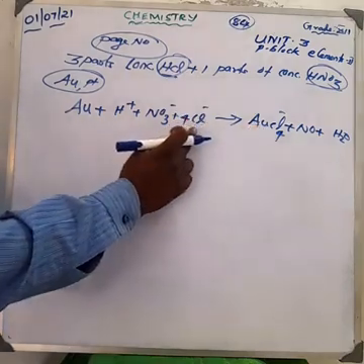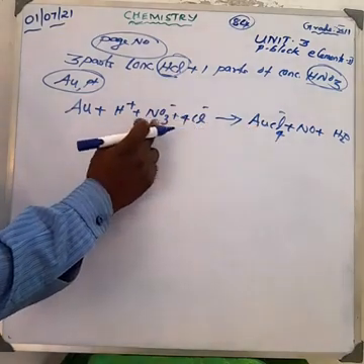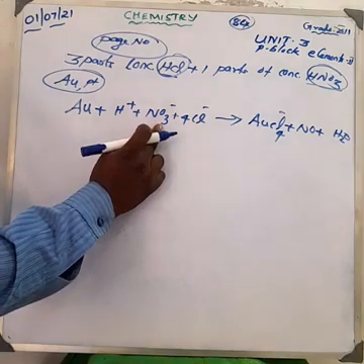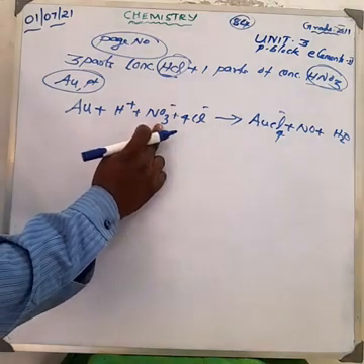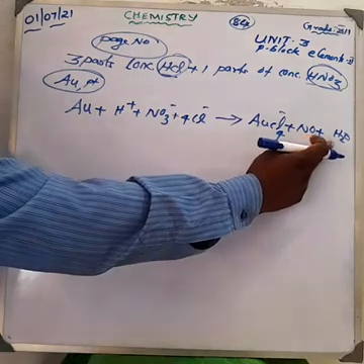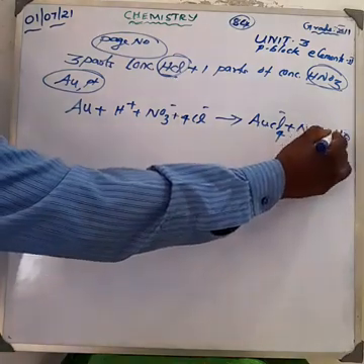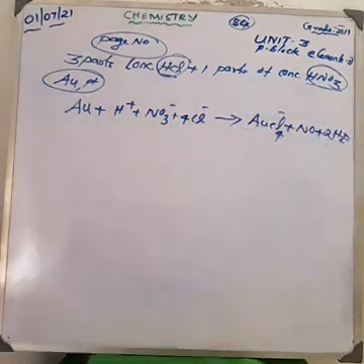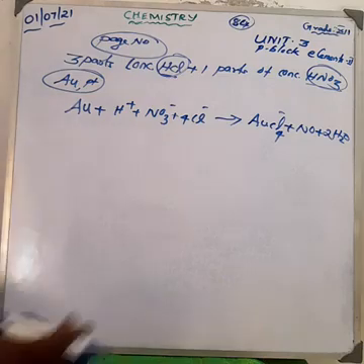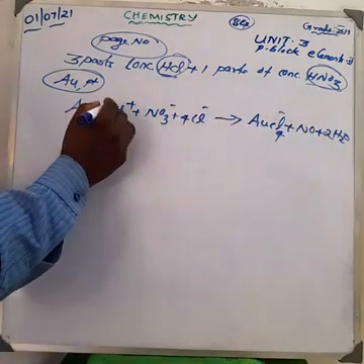Next about NO3, that is a nitrate. 3 oxygen is there. Here on the product side, we have to change 2 water molecules. So 3 oxygen. Next come to the hydrogen. Reactant side 4H plus ions. Am I right? Equation is balanced.